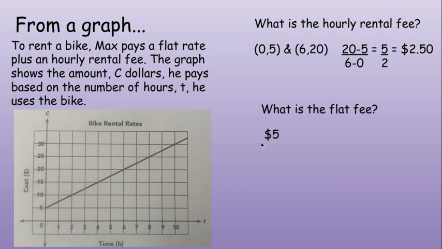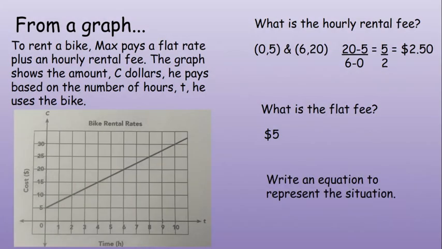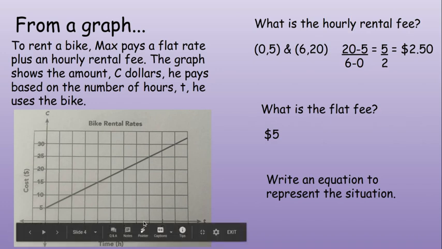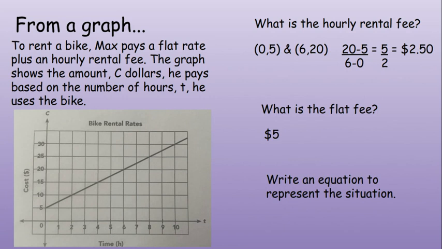So now just take your information and we are going to write an equation. Write an equation to represent the situation. Don't forget, in this case, we are not using y and x. Notice that my y-axis is represented by the variable c and my x-axis is represented by the variable t. So I will replace y with c and x with t. So in this case, I get c equals 2.50t plus 5.